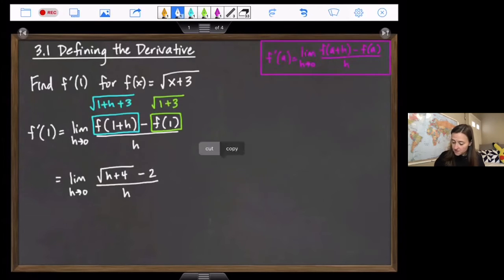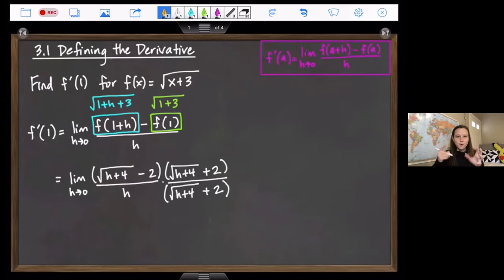In this case, our trick is going to be to multiply by the conjugate up top. So I'm going to multiply by root h plus 4 plus 2. And so we don't change the limit, we're going to also multiply on the bottom by root h plus 4 plus 2. And up top, that's going to be a FOIL. So I'm going to put some parentheses here, and let's also put one down here. All right, so I'm going to FOIL out on the top.